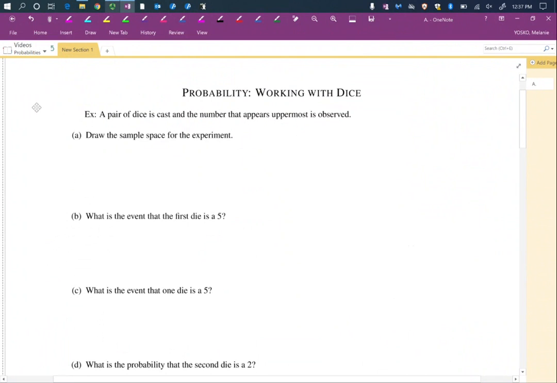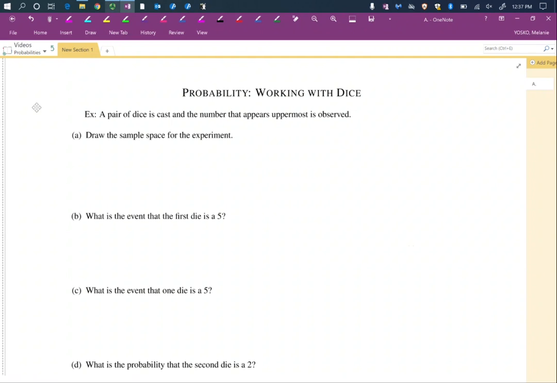So we're going to touch upon probability. We're going to work specifically in this video with dice. A pair of dice is cast, and the number that appears uppermost is observed. So when we say a pair of dice, we're talking about the standard six-sided die.